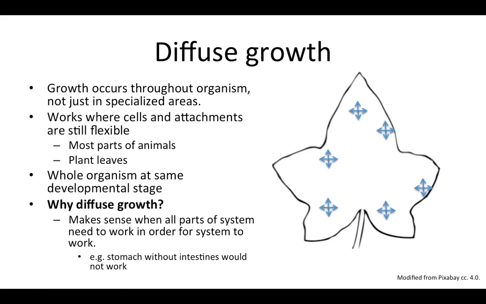What is the advantage of diffuse growth? This model works well when all parts of the system need to work in order for the system to work. For example, in an animal, it wouldn't make any sense for our stomach to mature first, and then our small intestine, and then after that our large intestine, because the stomach can't do anything until the two intestines are functional. So instead, it makes sense in an animal to have all of the digestive system develop and mature at the same time.